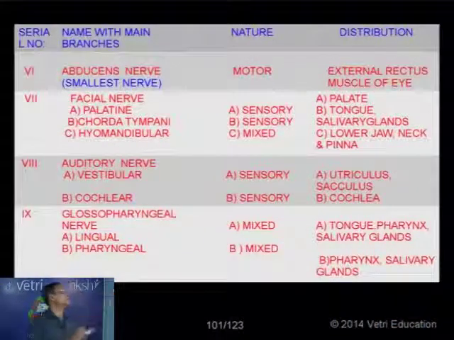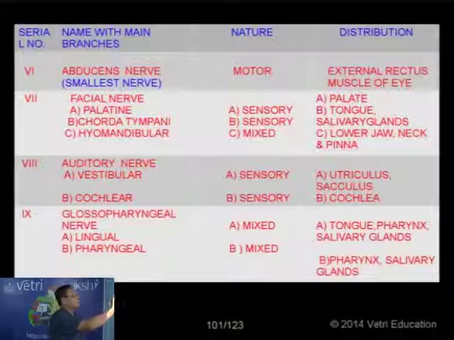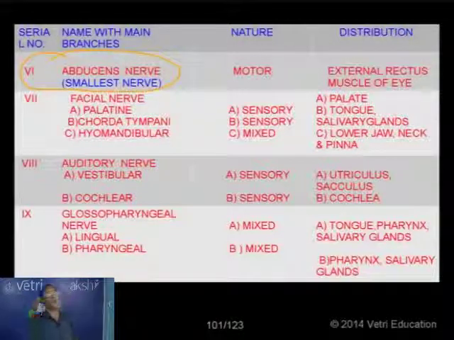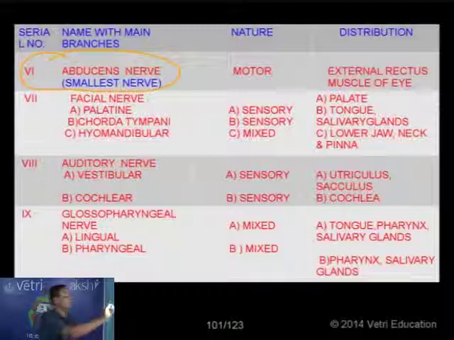As I mentioned earlier, the 6th cranial nerve is the smallest cranial nerve, what is called the abducens, the motor nerve, one of the 5 motor nerves. I mentioned 5 motor nerves, 3 sensory and 4 mixed. Number 5, the mixed nerve. Number 7, what is called the facial nerve, is also a mixed nerve. We have palatine, chorda tympani and also hyomandibular. These are the nerves supplying branches to the palate, tongue, salivary glands, lower jaw, neck and pinna. So that's why it's called chorda tympani, one of the branches. Then number 8, I mentioned that is the auditory nerve, which includes the vestibular and cochlear, both are sensory, supplying the branches too.